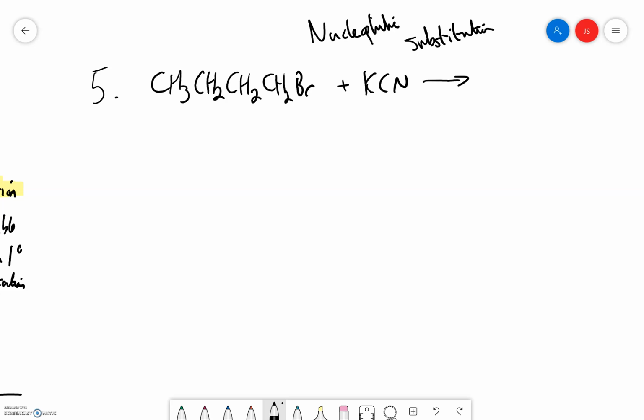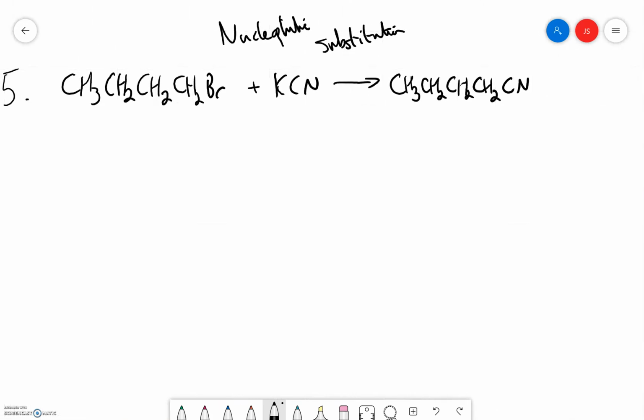So what will happen is the cyanide ion will swap the bromine and you end up with CN and KBr. The name of this particular molecule, you'll notice that we've gone from 1-bromobutane, which has got 4 carbons in it, to something which has got 5 carbons in it. So it's a very important process for lengthening the carbon chain. Potassium bromide as our byproduct.